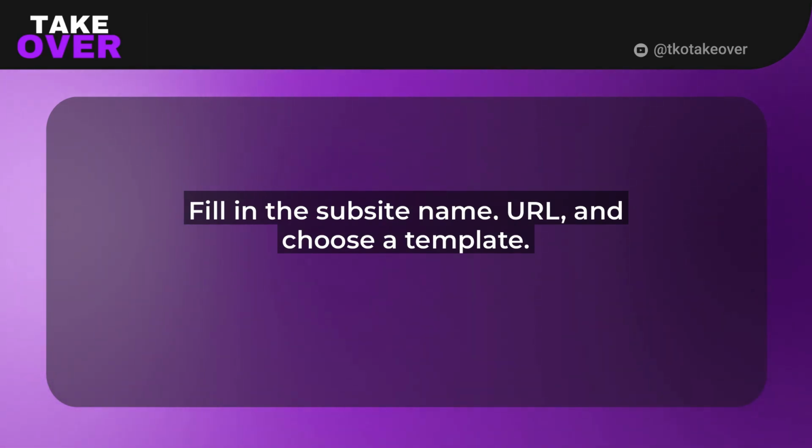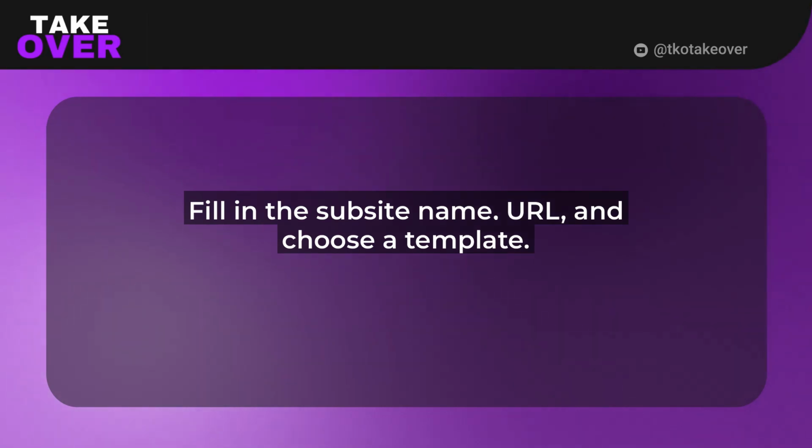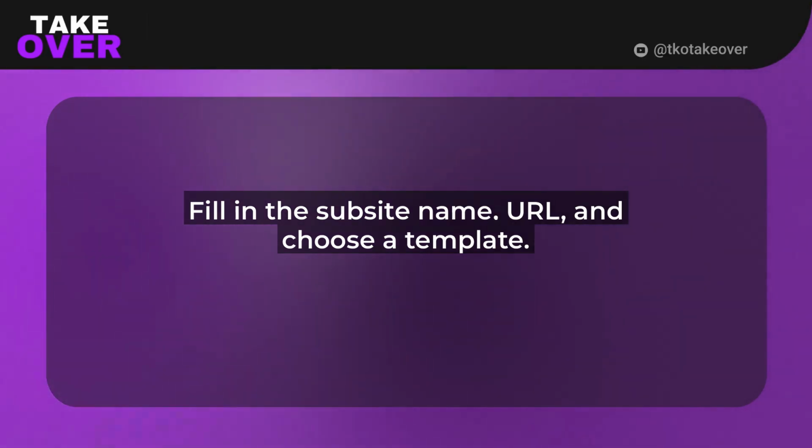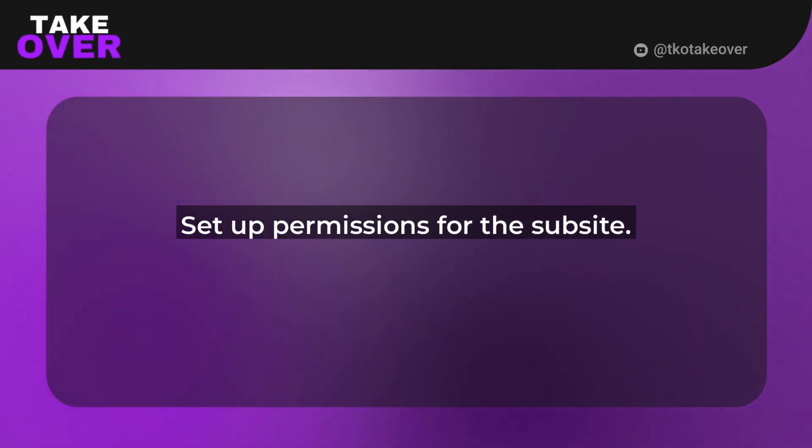Step 3. Now, you'll see a form to fill out. Enter a name for your subsite. Make it descriptive so it's easy to find. Next, choose a URL. SharePoint will suggest one based on the name, but you can tweak it. Select a template that fits your needs, like a team site or a blank site for more customization.